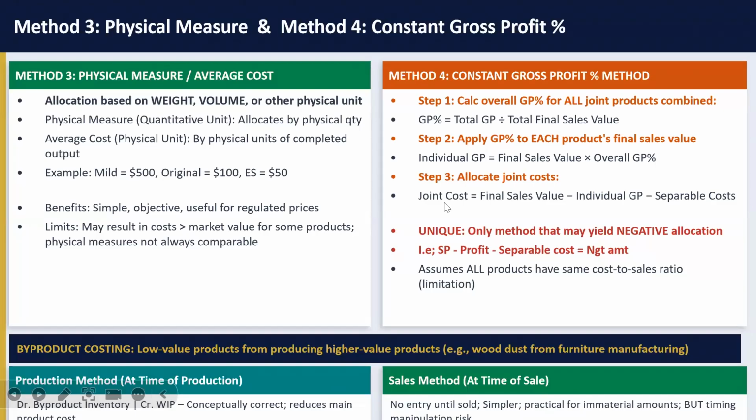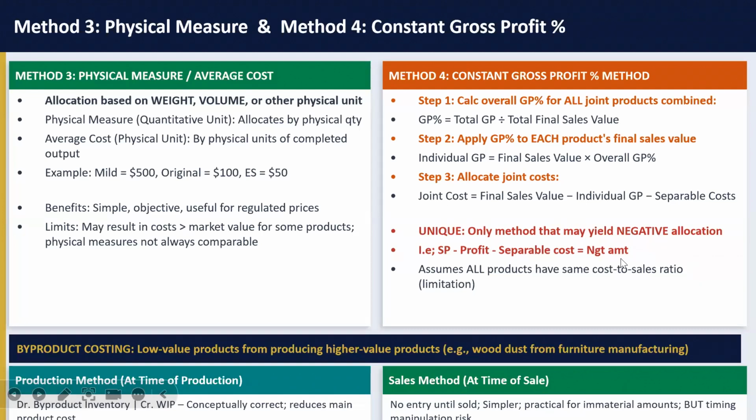Now, how do you calculate joint cost? It will be final sales value minus individual gross profit minus separable costs. Now, why is this method unique? Because, as we discussed already, negative allocation is there.